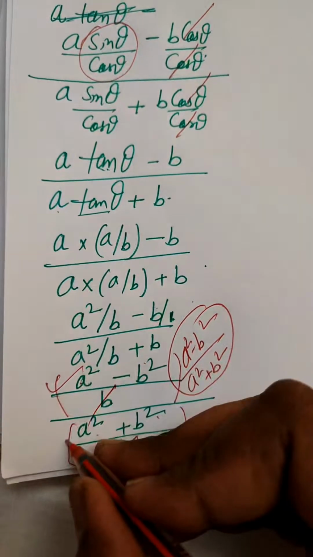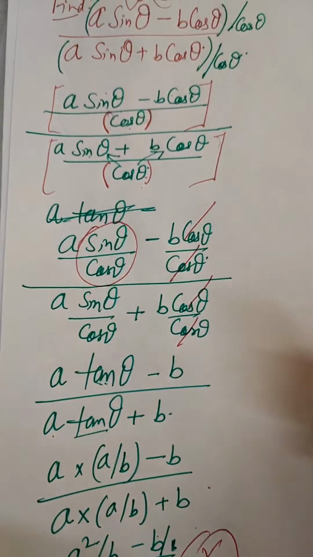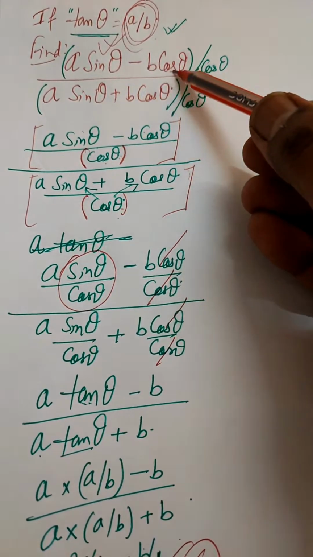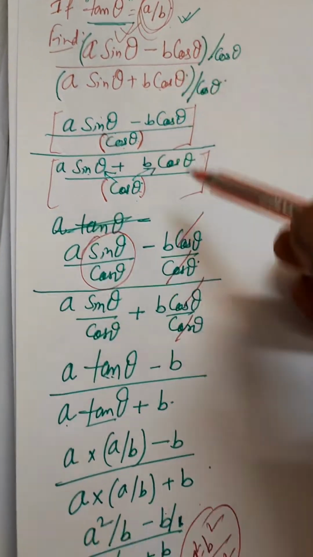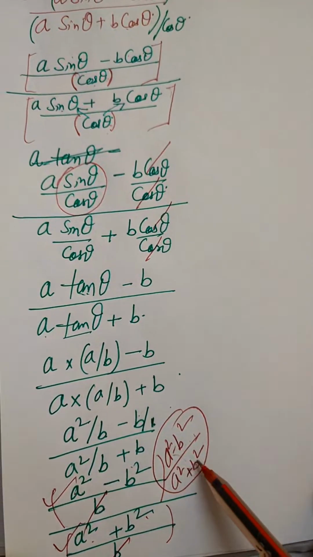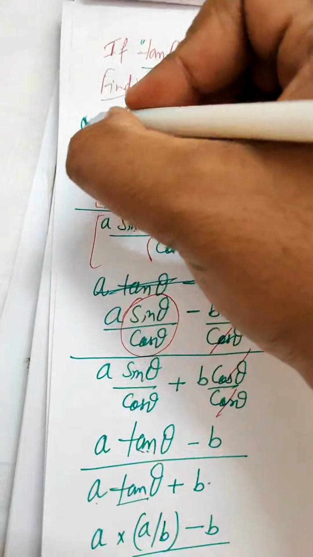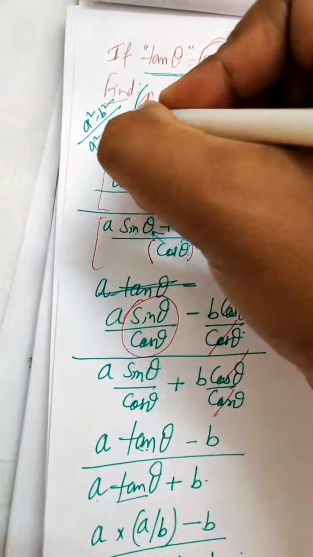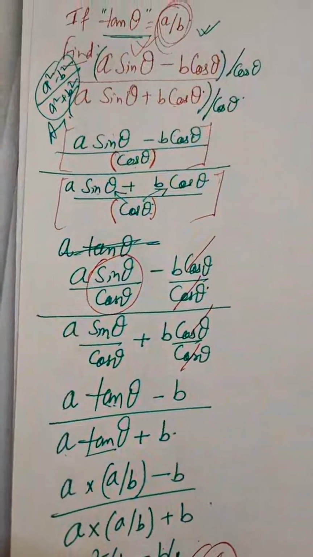You can see this is the numerator and this is the denominator. In this way we have calculated the value of a sin theta minus b cos theta by a sin theta plus b cos theta, and its value is calculated as a square minus b square by a square plus b square. This is our answer. I hope you understand.